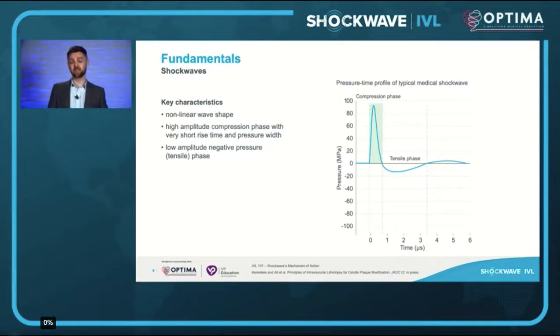And this essentially creates a period of abrupt and almost discontinuous change in pressure, density, and temperature. This is followed by a comparatively lower amplitude negative pressure phase or tensile phase. Now the tensile phase, if you contrast that to the compression phase, creates pulling or stretching forces. And as we'll learn later, these are important mechanisms for stone comminution and also tissue injury.